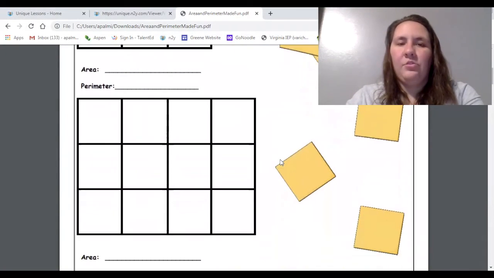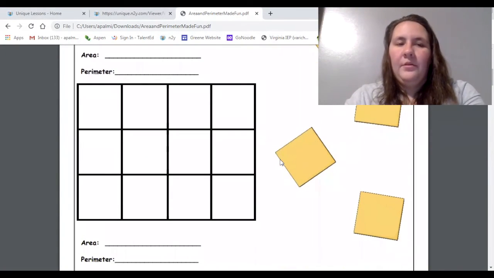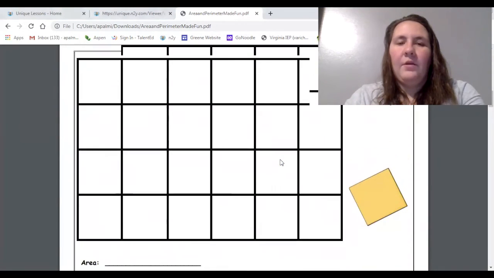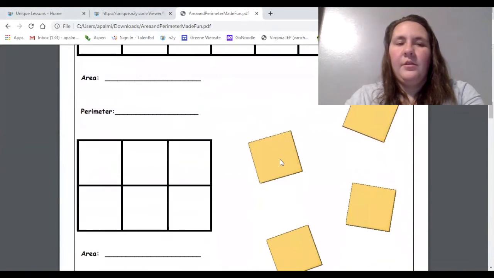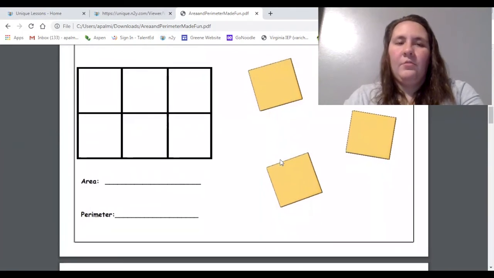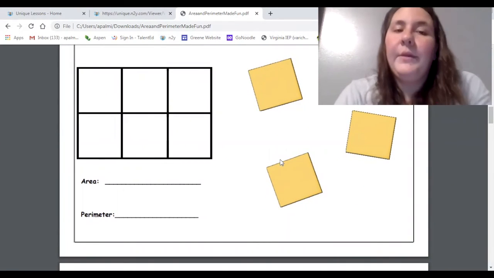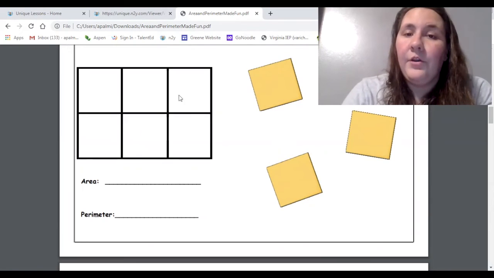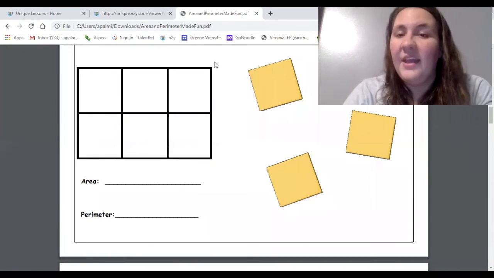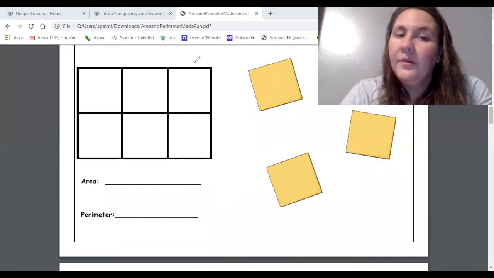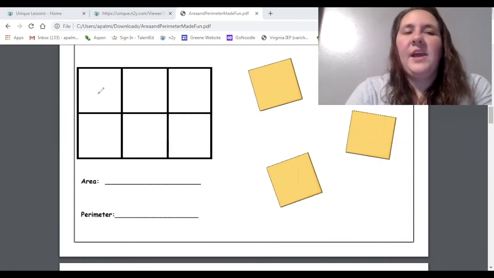Let's try this shape together. Actually, I think I'm going to go on to the next one. Do this one together, okay? So I am going to do my area first. So remember, area is that the inside or the outside? Inside, very good. So let's count the inside together.